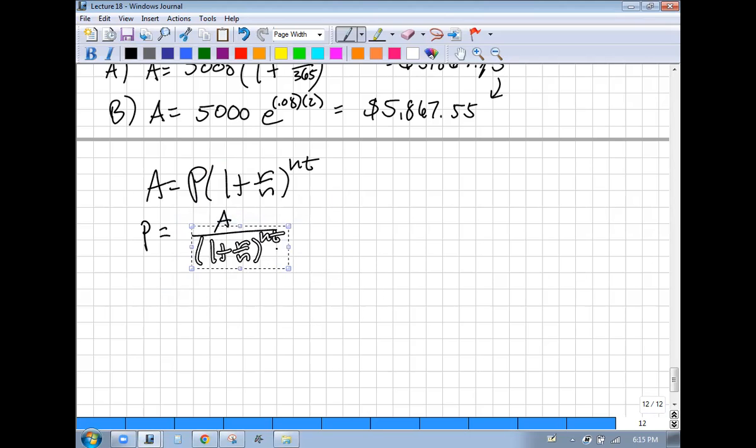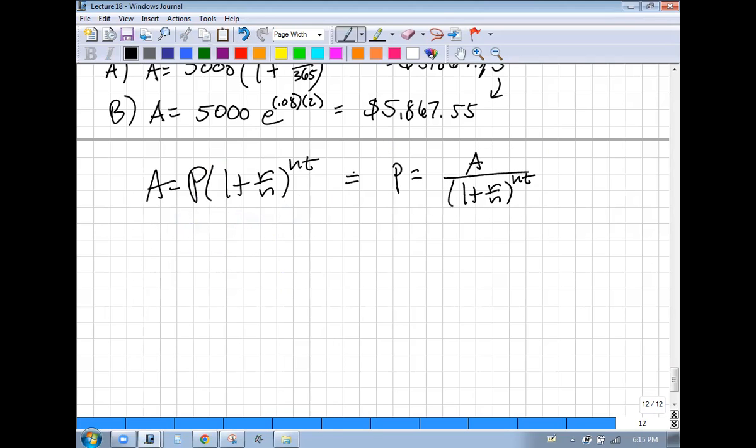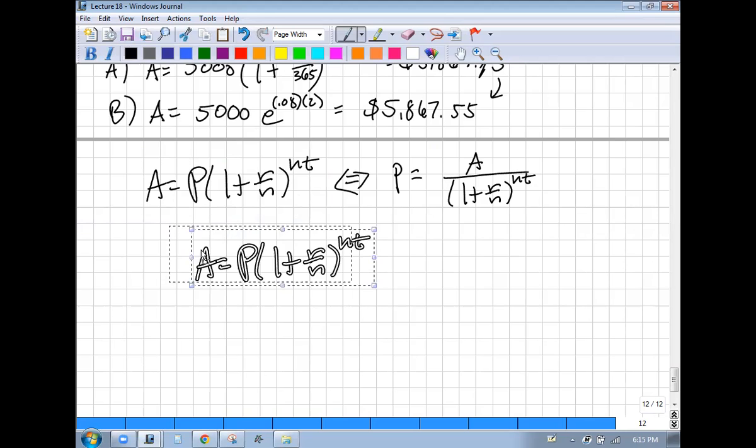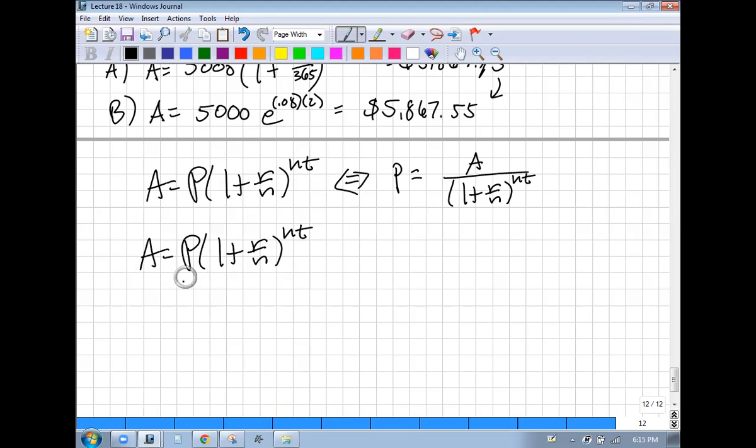So if I knew the amount, but I needed the principal, I'd do that, right? Easy. All right, well, what if I know the principal and I know the amount, but I want to know the interest rate? How do I get to the rate here? Well, the first thing I could do, if I'm trying to get the rate by itself on one side, is divide both sides by P.